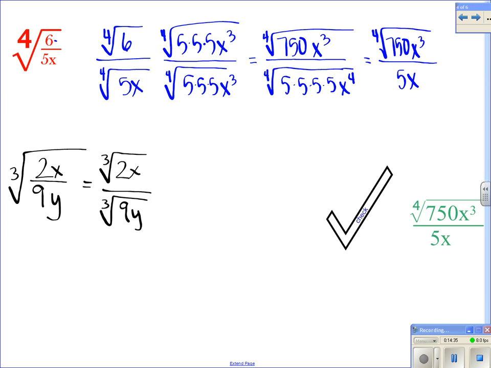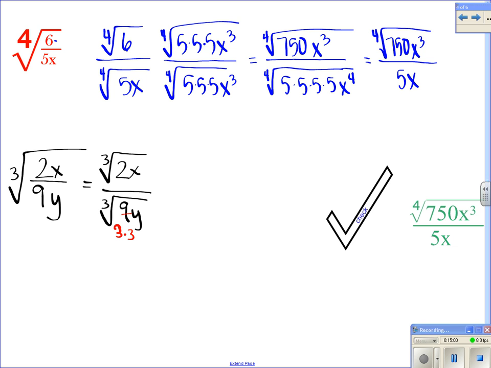Is there anything we can simplify, top or bottom? Groups of 3? Nope, we have a group of 2. So let's at least, instead of writing 9, it's really 3 times 3. So on the bottom, to get rid of that root, we need groups of 3, correct? So how many more 3s do we need?